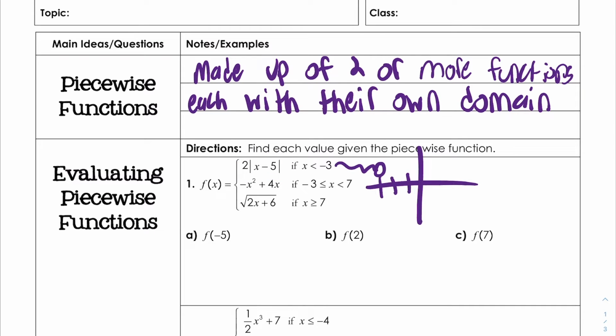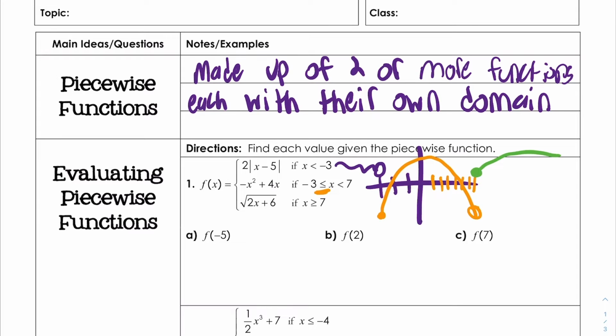The middle function is the negative x squared plus 4x, so we have some sort of parabola that happens. I'm just going to draw a random one. It's negative, so it's going to be upside down from negative 3 until 7. So somewhere over here we have a parabola, and if you look at the domain, it includes the negative 3, but it doesn't include the 7. I'm just imagining that that's what it would look like. Once you get to the 7, it uses the third function, the square root of 2x plus 6. Square root of 2x plus 6 is a regular square root curve, and we're going to start it at 7. So somehow it's going to end up like that.